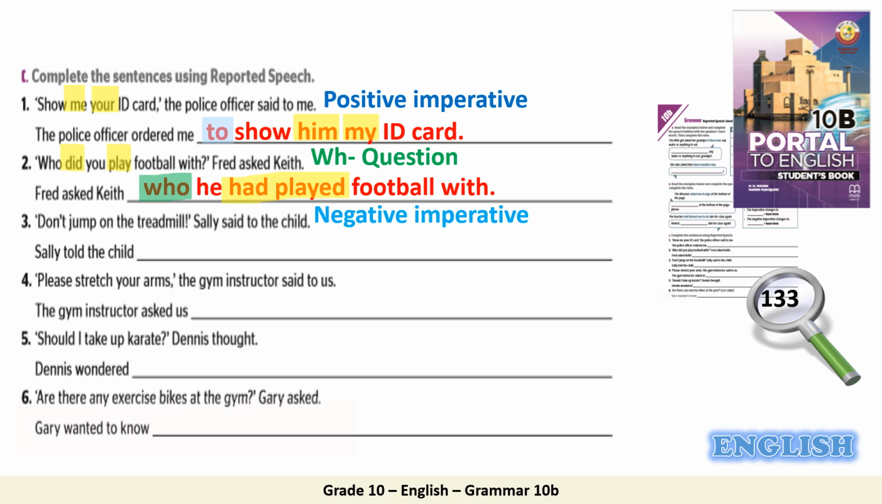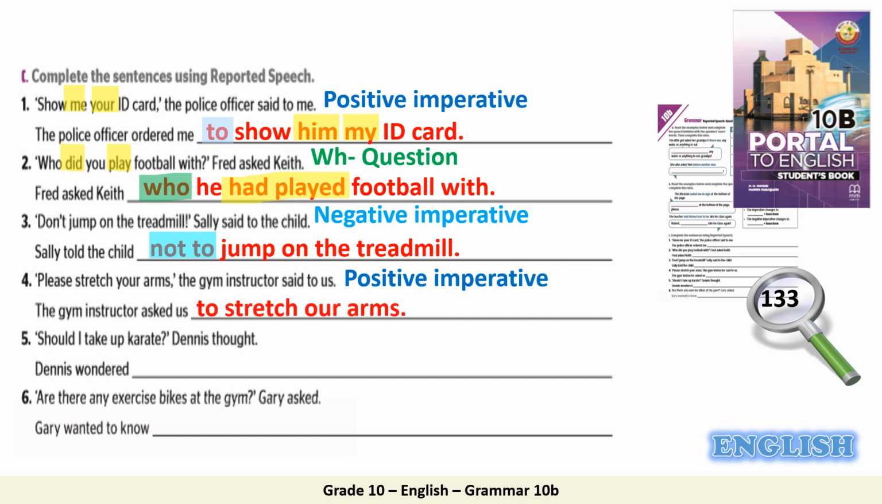Now, number 3, the negative imperative. Don't jump on the treadmill, Sally said to the child. How did you report it? Very good. Sally told the child not to jump on the treadmill. So what did you do here? Because it's a negative imperative, you added not to. And you changed nothing. Okay, the next one. Number 4, this is a positive imperative. How do you report it? Very good. The gym instructor asked us to stretch our arms. So here you added to. Did you change anything? Yes, only the pronoun your into our.